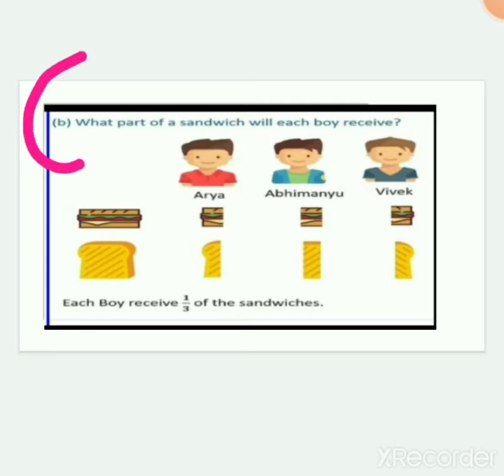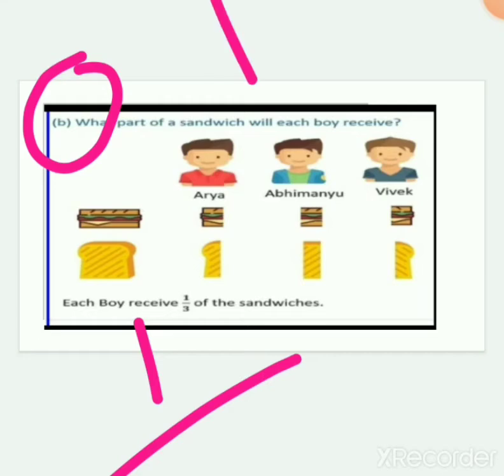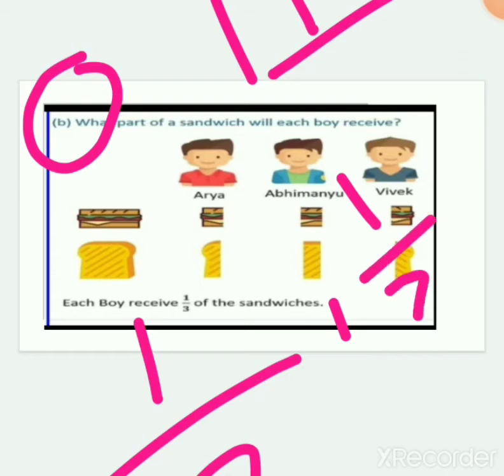Now B part we have, what part of a sandwich will each boy receive? Yes, each will receive one, because she had made 3 parts very equally. One for Arya, one for Abhimanyu, one for Vivek. So each boy will receive 1/3. 1/3 Arya will receive, 1/3 Abhimanyu and 1/3 Vivek.